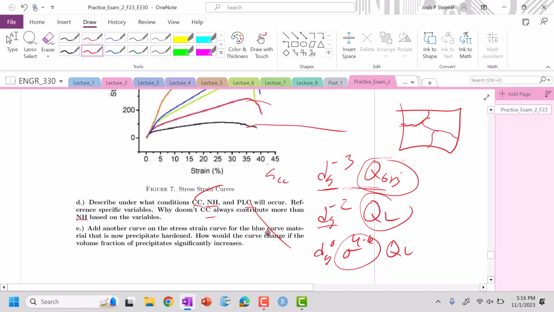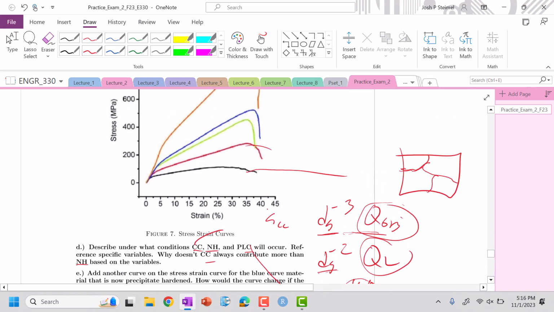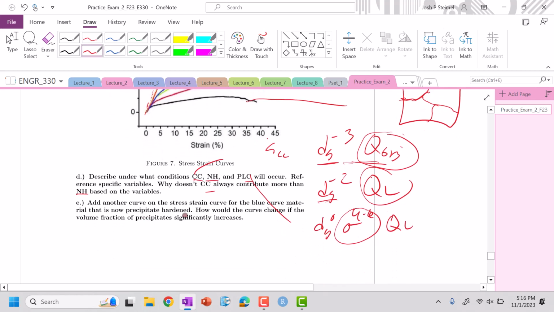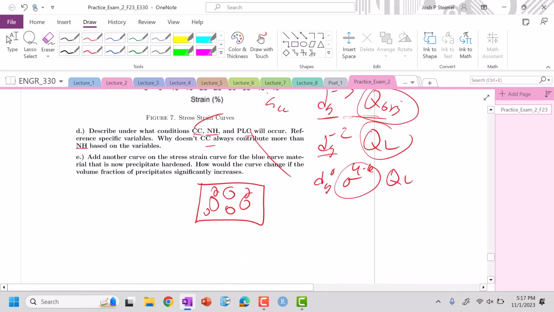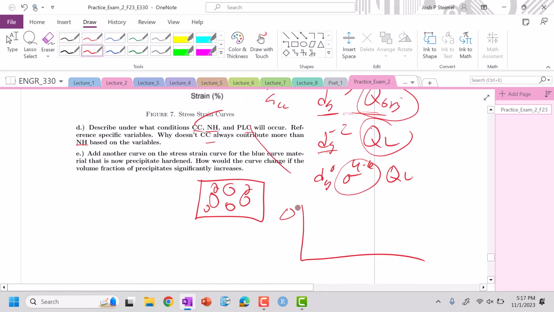Add another curve of the stretching curve for the blue material that is now precipitate hardened. So if we're precipitate hardened, we may see a change in slope, so a higher Young's modulus and a higher yield strength, and then failure. That's precipitate hardened. How the curve changed if the volume fraction of the precipitate significantly increases: if I have more precipitates, I'm going to see an even larger yield strength, and then even more brittle behavior.